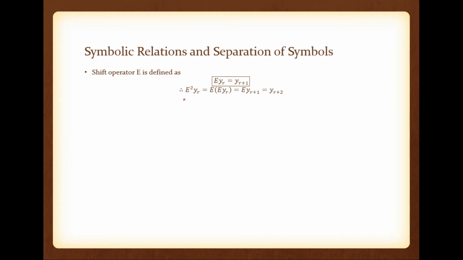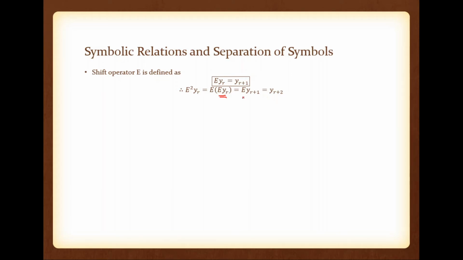So what about E square yr? E square yr, we can split E into two: E of E yr. What is this E yr? This E yr is y r plus 1. So we can replace the inner bracket E yr with y r plus 1.